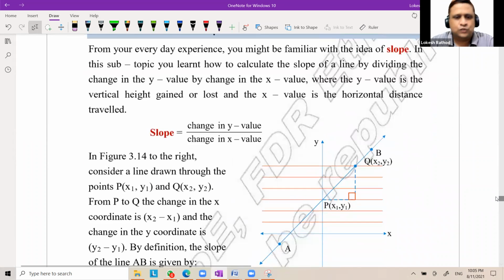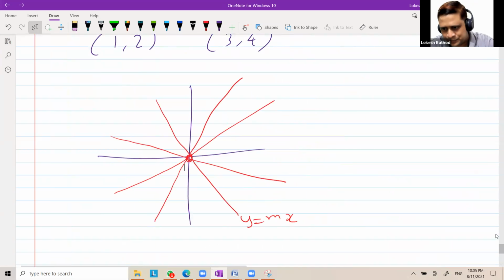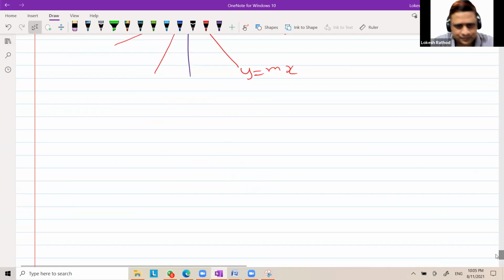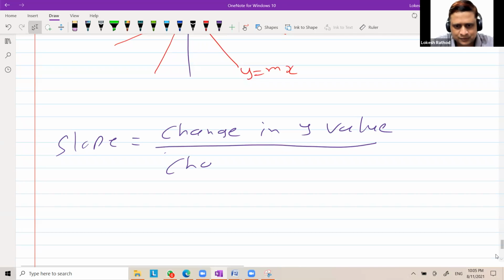So the definition of slope is this: change in y value over change in x value. Correct. The definition of slope is change in y value over change in x value. Right? Change in y value over change in x value. Correct?